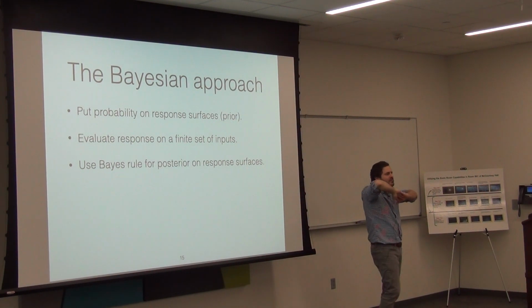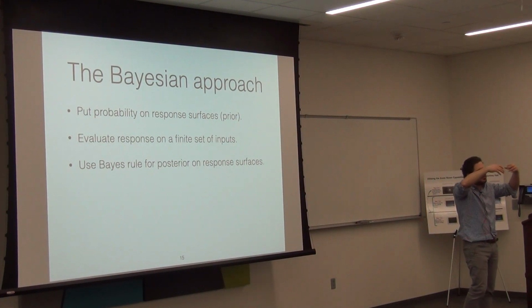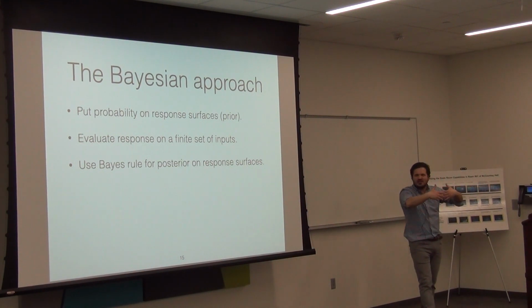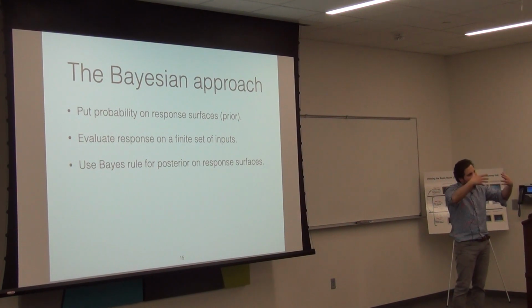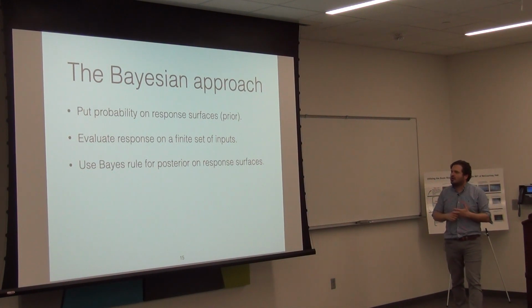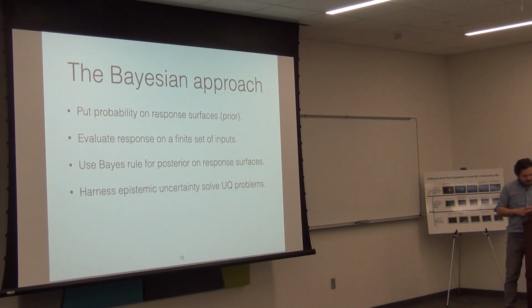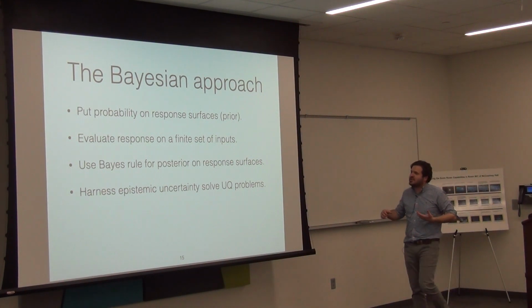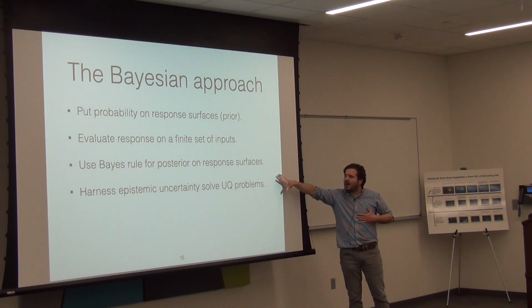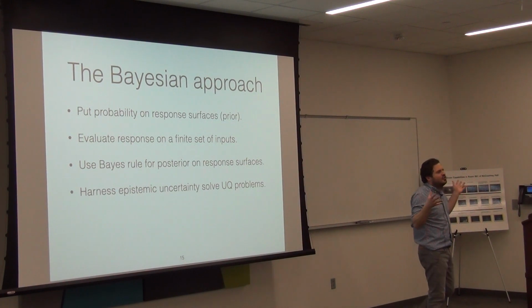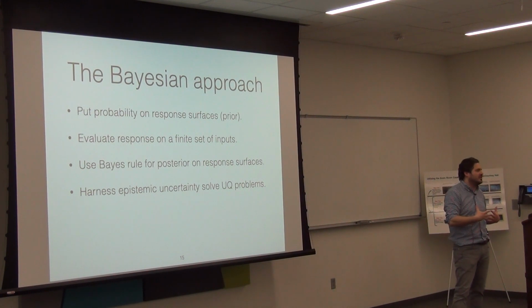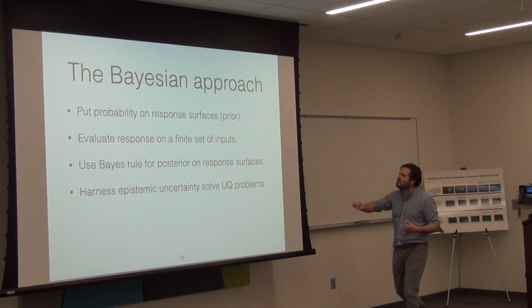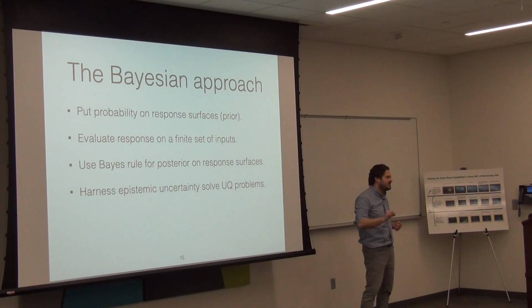So you come up with a probability measure on a function space that is conditional with your prior beliefs about these functions, what you think these functions look like, but you only look at the nice functions that go through your data set. And then you harness this epistemic uncertainty to solve UQ problems, and by harness I mean you actually embrace it, you keep it, you say this is nice uncertainty, I'm going to keep it, I'm going to propagate it through everything. I'm not going to select one of the response surfaces, I'll keep all of them. That's the key.